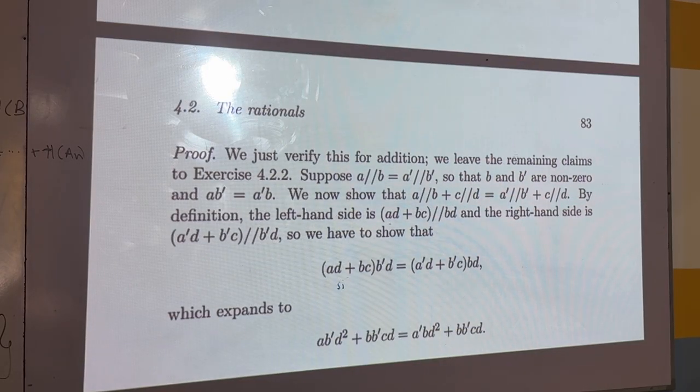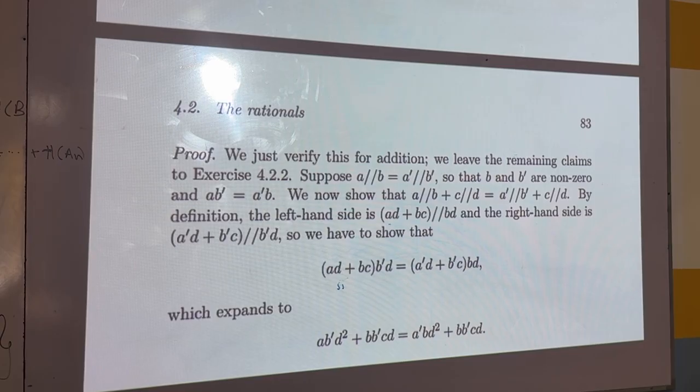Again, let's read one proof to make sure, because we have been so far playing with a minus b, long minus. Now we have double lines, division. We just verified for addition. We leave the remaining claims to exercise 4.2.2, mechanical. Suppose a//b is equal to a'//b', so that b and b' are non-zero, and ab' equals a'b.